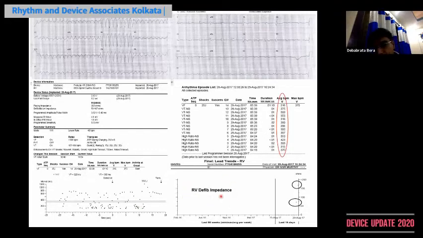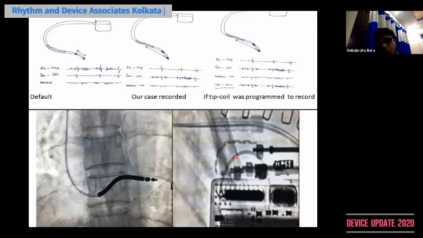His RV shocking coil impedance was fluctuating, although it was in normal range, but there was a drastic fluctuation within 3-4 hours, which gave us the clue that there is some problem with the shocking port. And it was found that there was a loose set screw, which was reopened, re-explored and fixed.